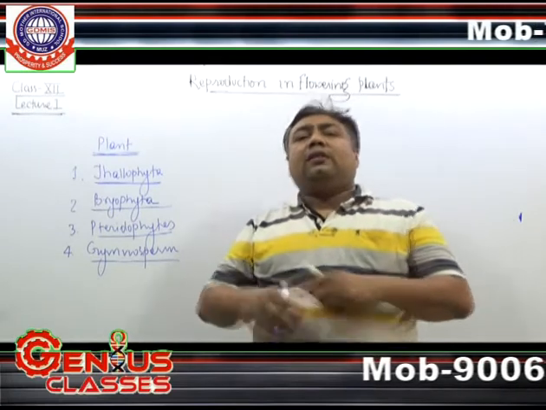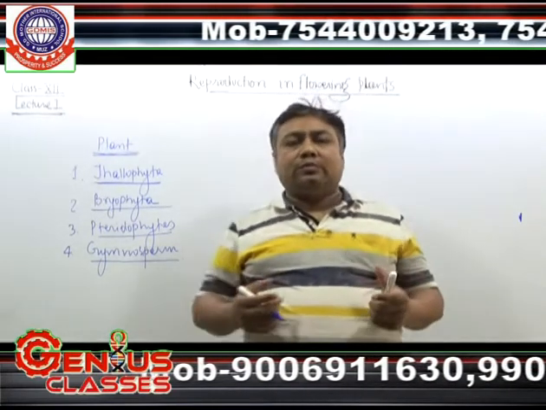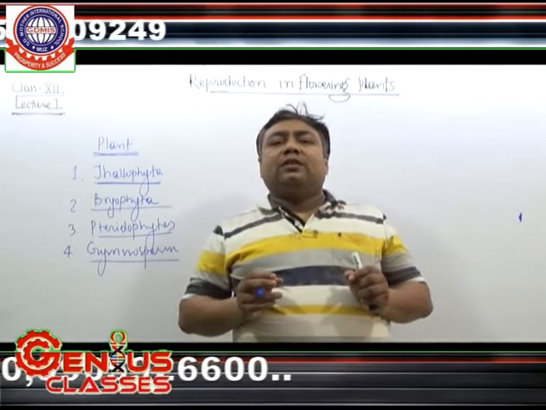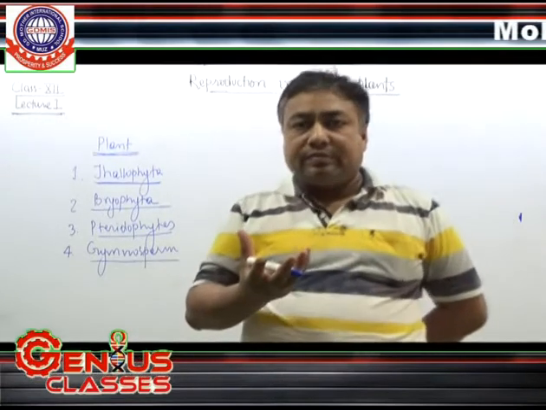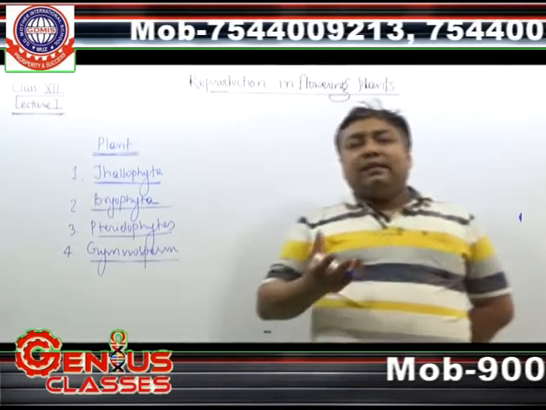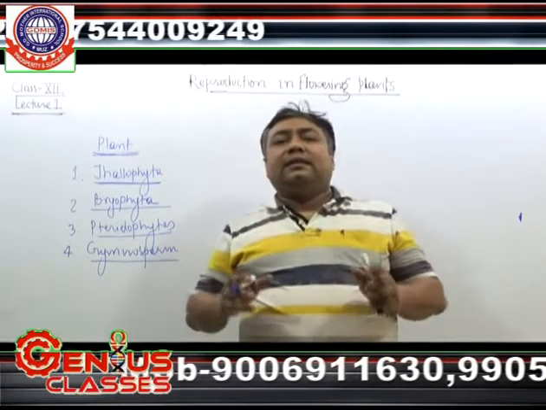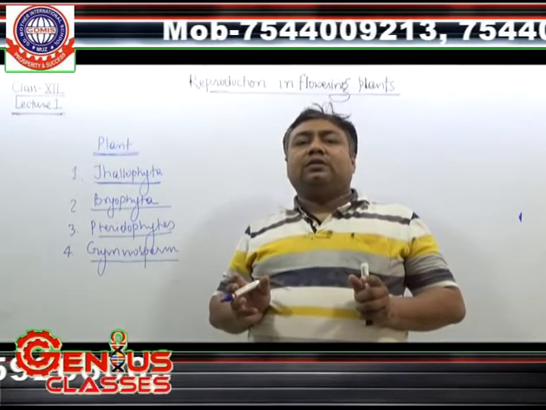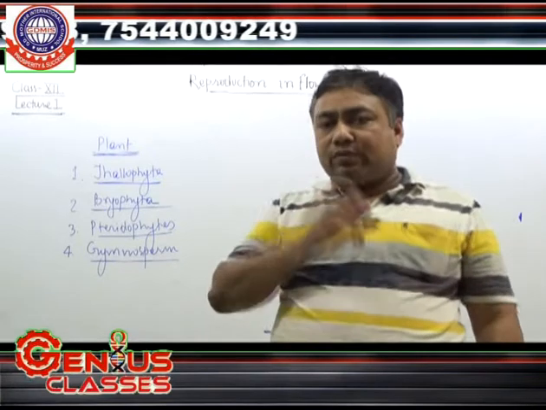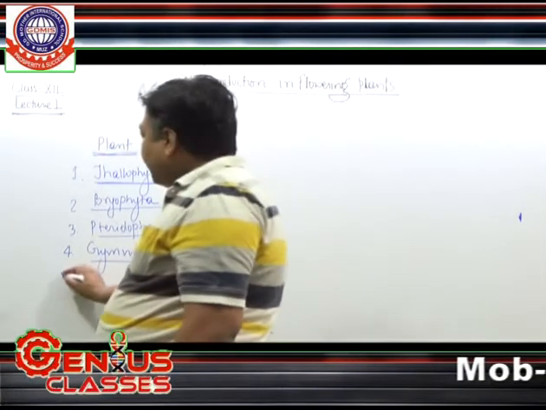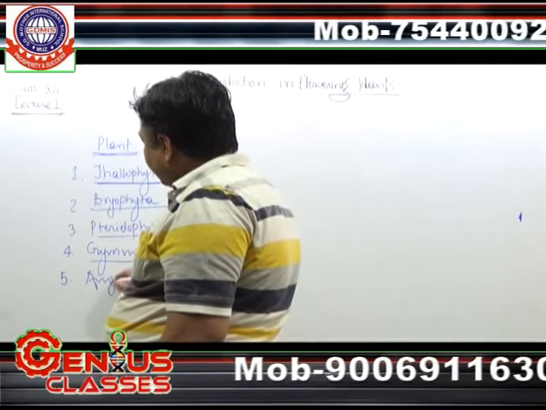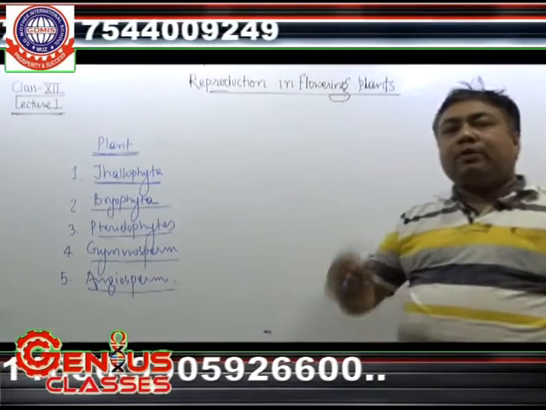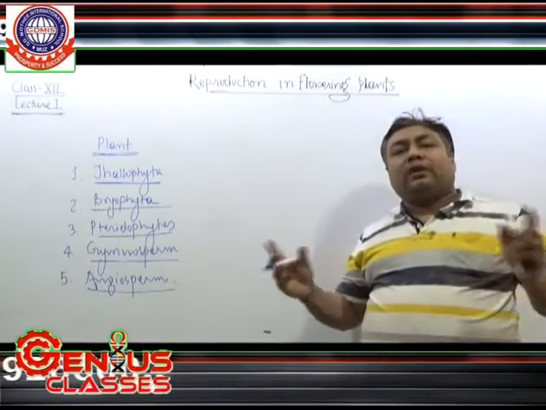And another group of plants evolved from gymnosperms, which is known as flowering plants or angiosperms, in which the reproductive structure is a flower. And in this group of plants, seeds are surrounded by the ovary wall, and the ripened ovary is known as fruit. So the fifth group is angiosperm. In angiosperms, the reproductive structure is the flower, and they are known as flowering plants.